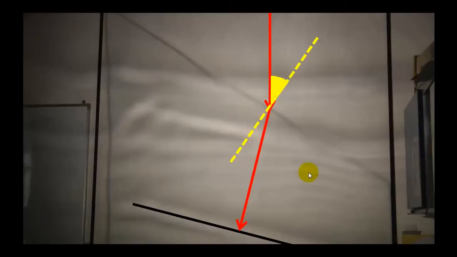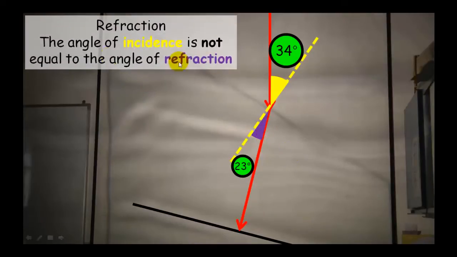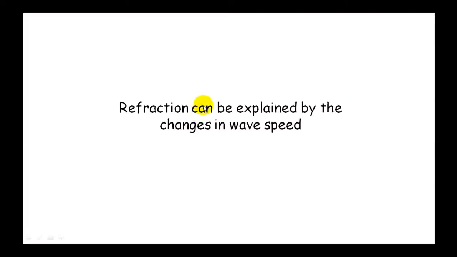And then we can measure the angle of incidence, measure the angle of refraction this time, and this time we find that the angle of incidence is not equal to the angle of refraction. So we can explain this actually in terms of wave speed and what's happened to the wave speed. So let's go through this again, this time concentrating on wave speed.